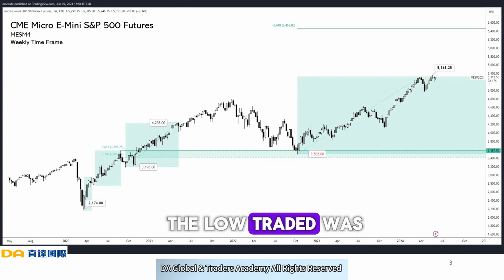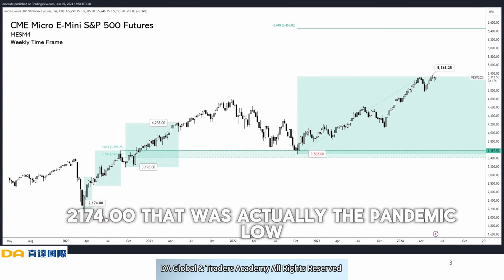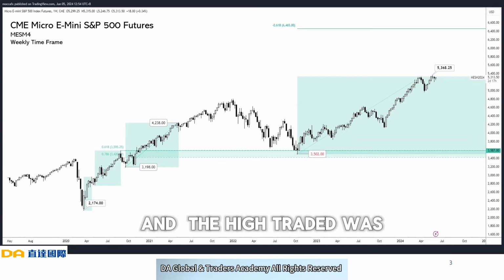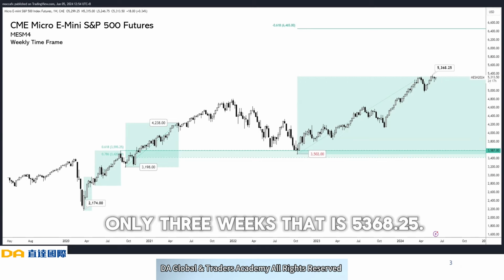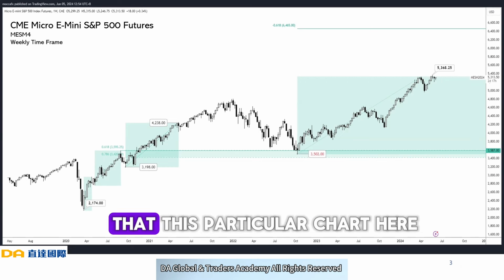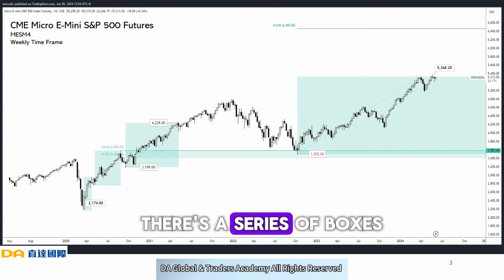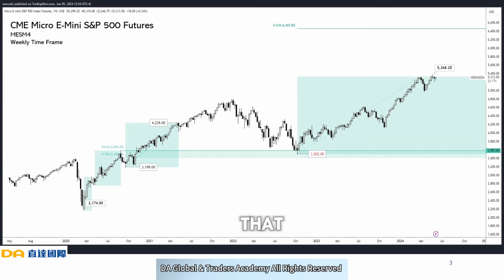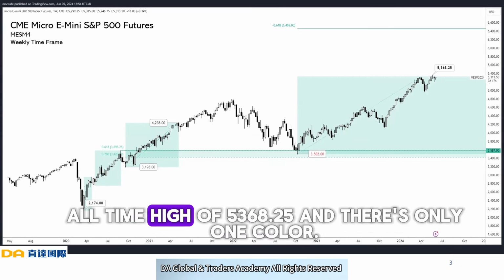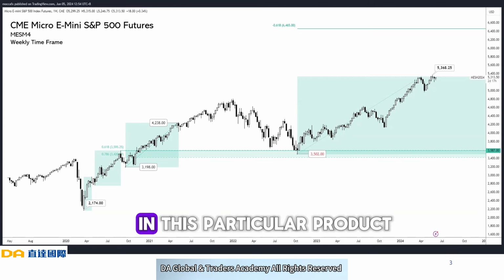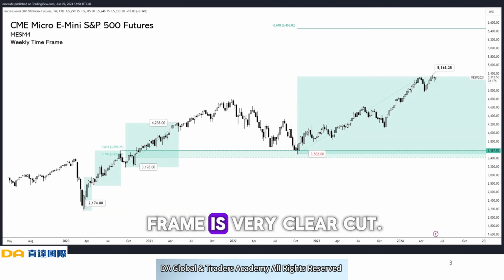So you can see the low traded was 2,174 even. That was the pandemic low in March of 2020. And the high traded was only 3 weeks ago. That is 5,368 and a quarter. So we can see that on this particular chart, I only have one color box. We can see that there's a series of boxes that accumulated into the all-time high at 5,368 and a quarter, and there's only one color. So this means I only have up AB. So the directional bias in this particular product for the weekly time frame is very clear-cut. The market is still in that bullish phase.